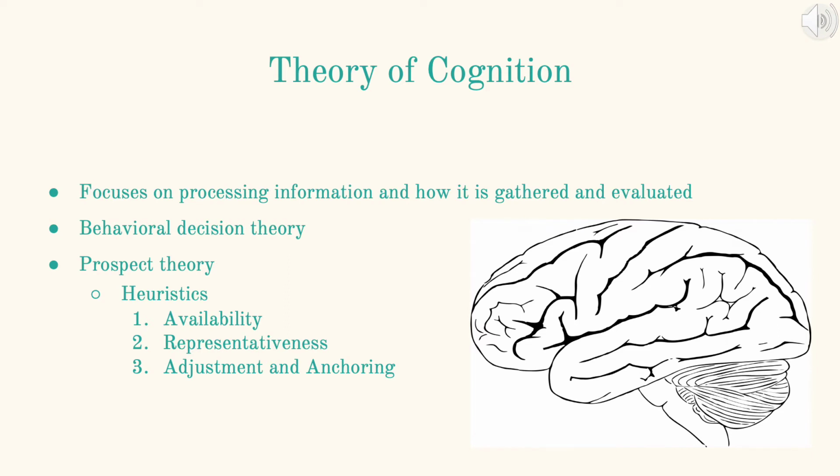The most common heuristics are availability, which is based on the most accessible and easiest to come to mind information, representativeness, which groups things by similar characteristics, and lastly, adjustment and anchoring, which is basically just going with what you know and changing things as you go.